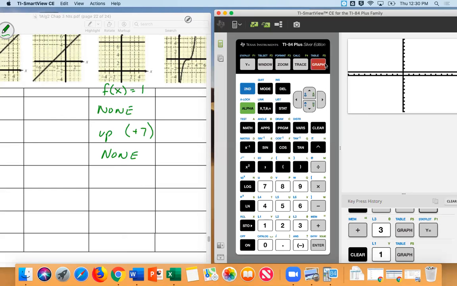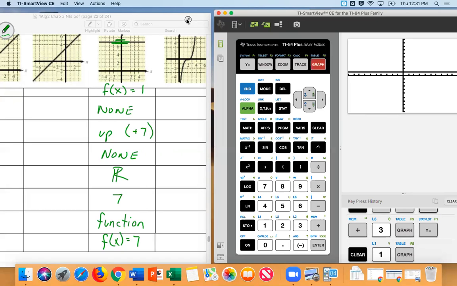What is my domain? All reals. Range. Range is tricky, right? That's the only thing in my range. Agreed? It doesn't go to any other y value but that. My range is just 7. Is it a function? Yeah. What is my equation of this function? F of x equals 7, or y equals 7.